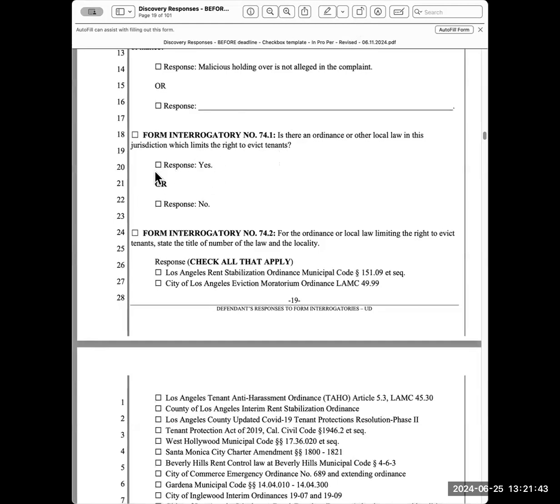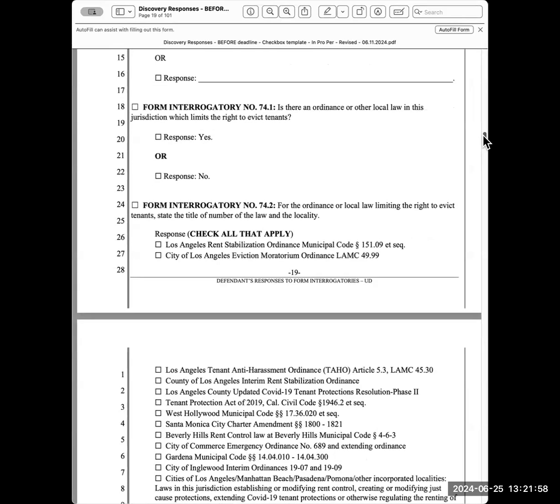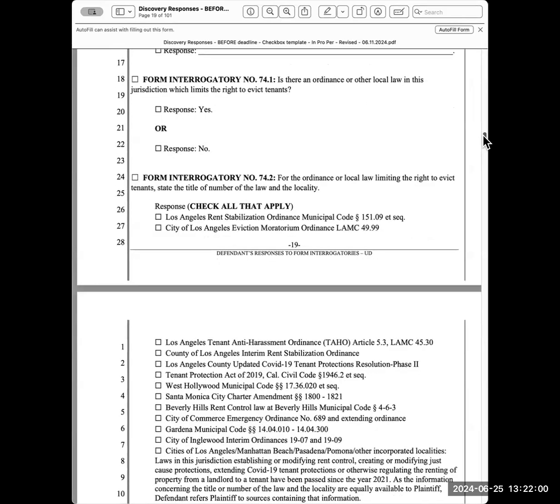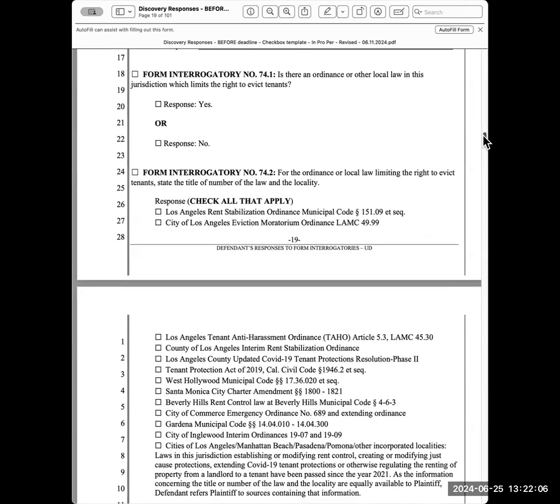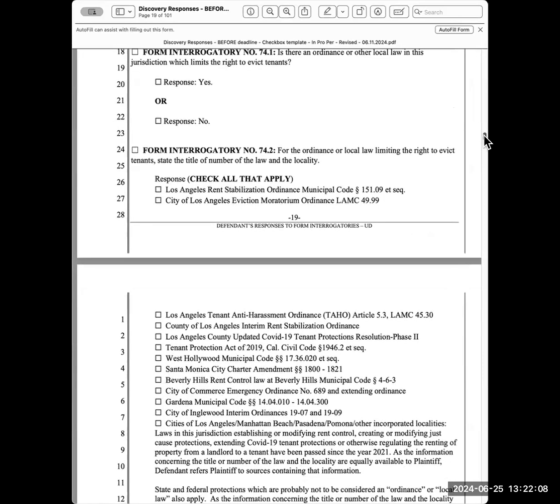This is just a yes or no. You don't have to identify anything. It's just yes or no. Is there any ordinance or local law in this jurisdiction which limits the right to evict tenants? So it's a yes or no question. If you live in LA County, LA City, there's legislation that does limit, it may not apply to you, but it still does limit the right to evict tenants.